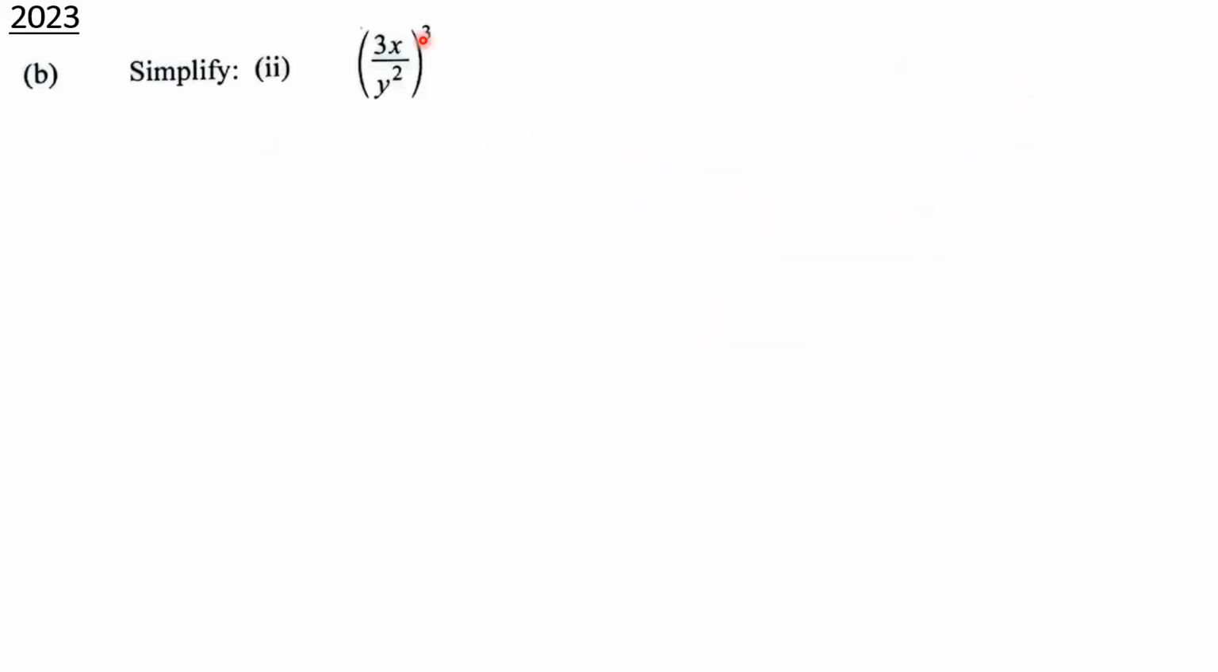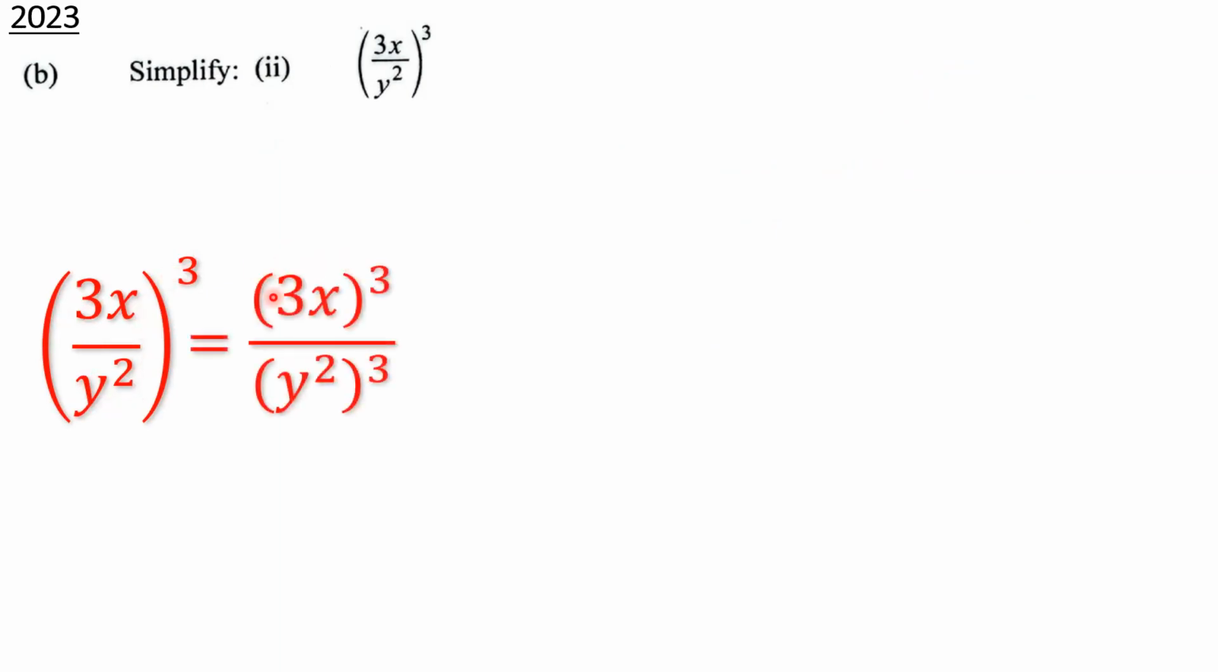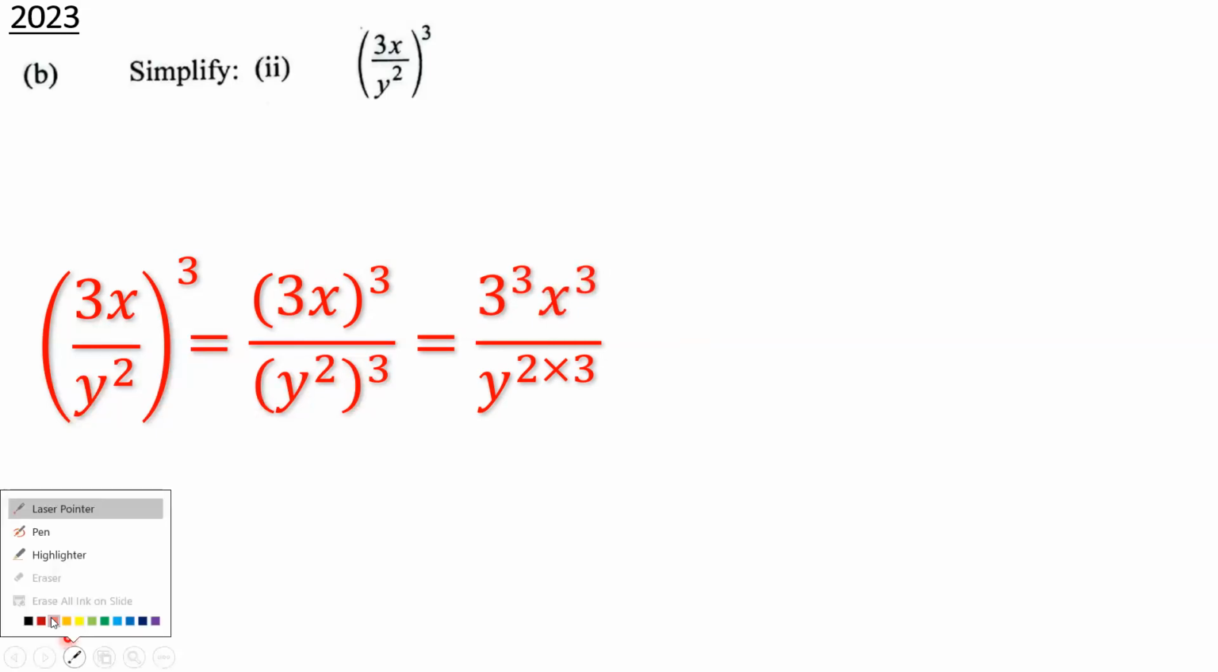Okay, let's move on to the next question. Here we have 3x divided by y squared, all raised to the power of 3. What we're going to do is send the 3 to the numerator, and we're also going to send the 3 to the denominator. So we're going to raise 3 to the power of 3 and x to the power of 3. That's 3 to the power of 3 and x to the power of 3.